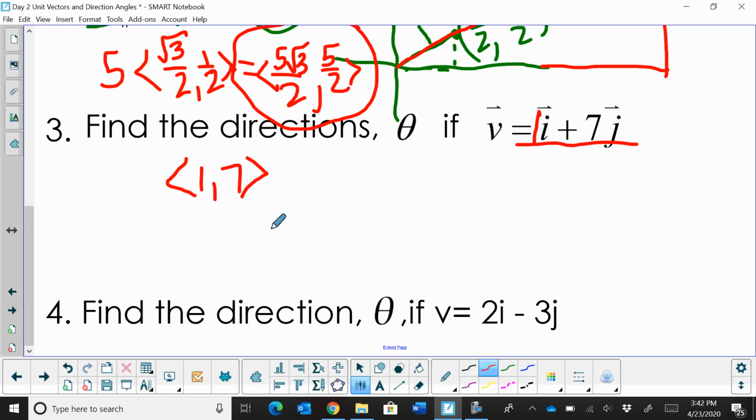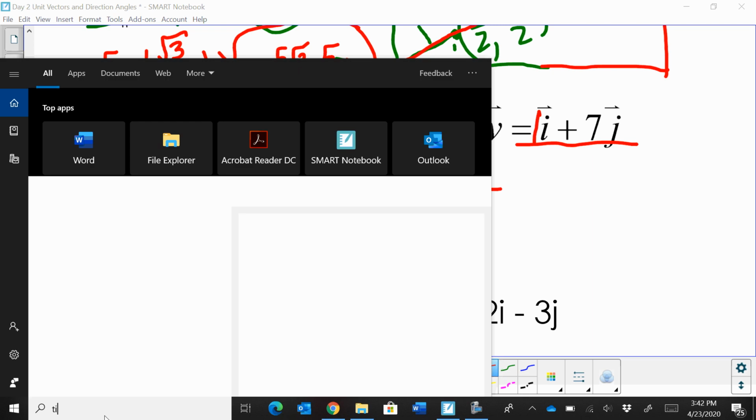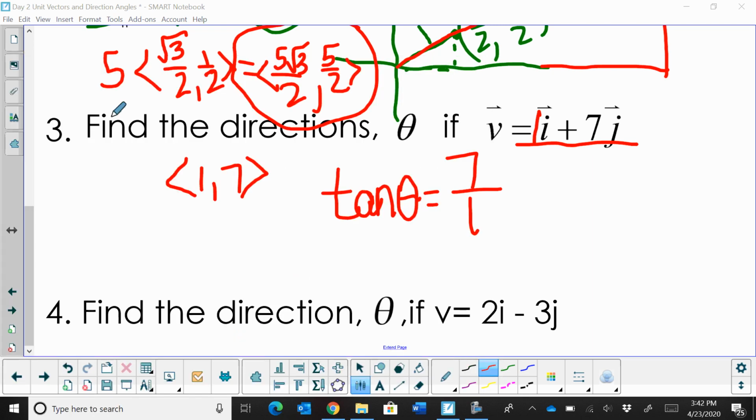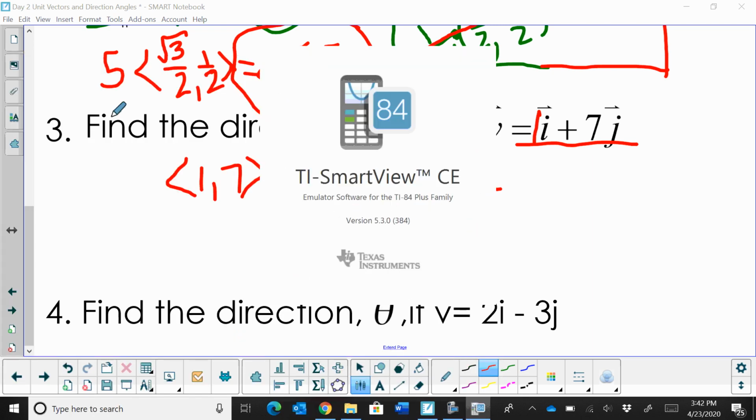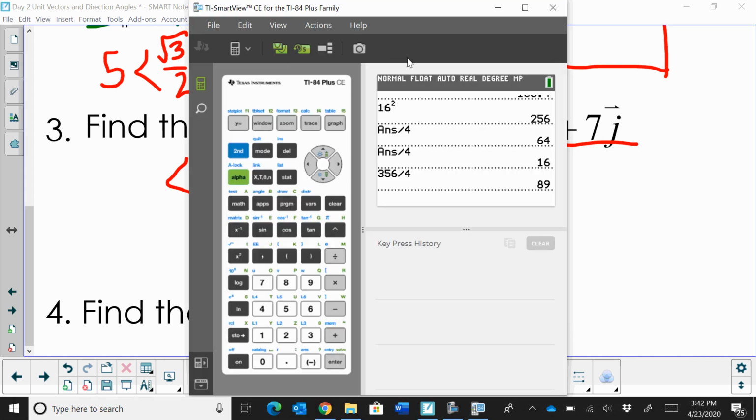Now what we need to do is take this vector and find the direction. So we're going to take the tangent of our angle theta, and that's equal to, tangent's always sine over cosine or y over x, so 7 over 1. Now this one is not on the unit circle, so let's grab our calculators and calculate this.